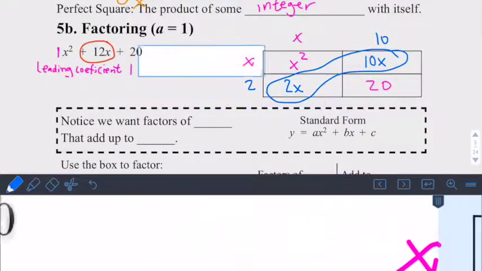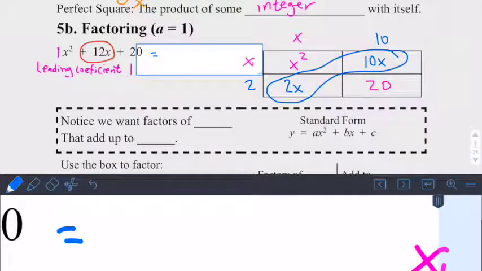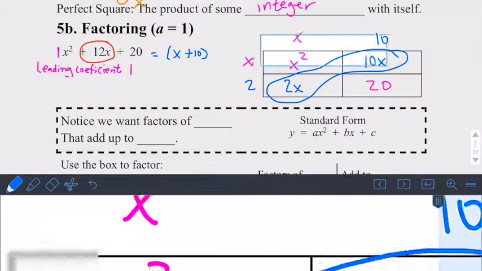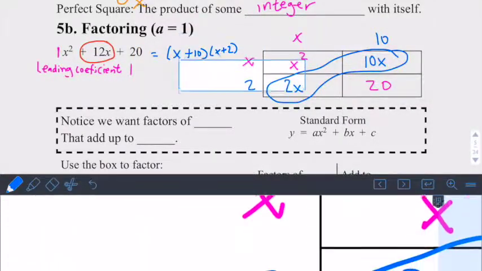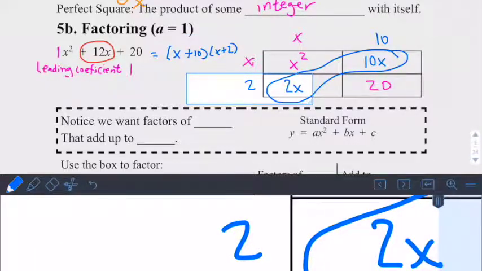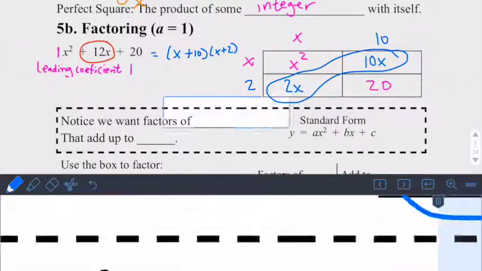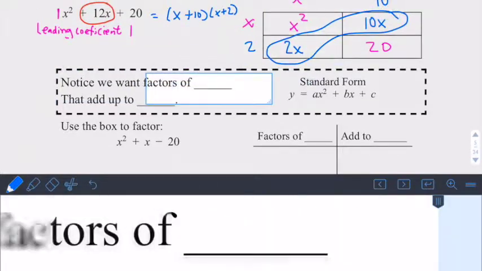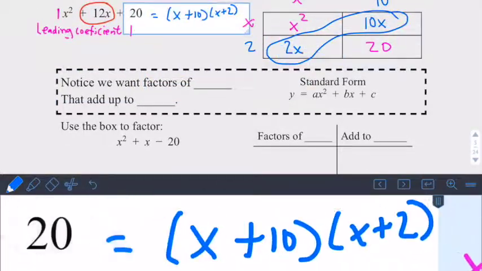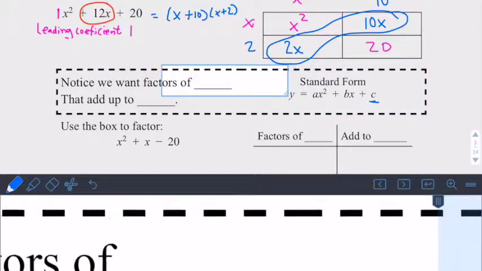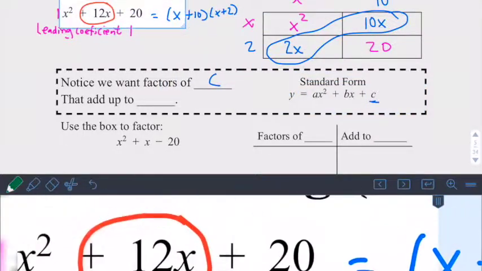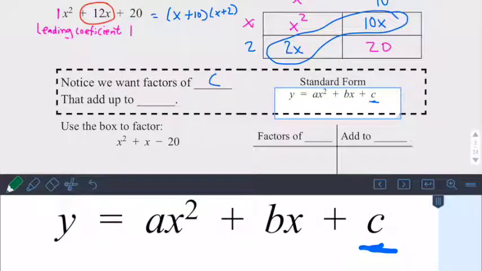So when we factor it, we get x plus 10 from the top and x plus 2 from the side. We can do that to help us figure it out, but we note we want factors of 20, which in our standard form is this last number, c, that add up to our middle term, b.